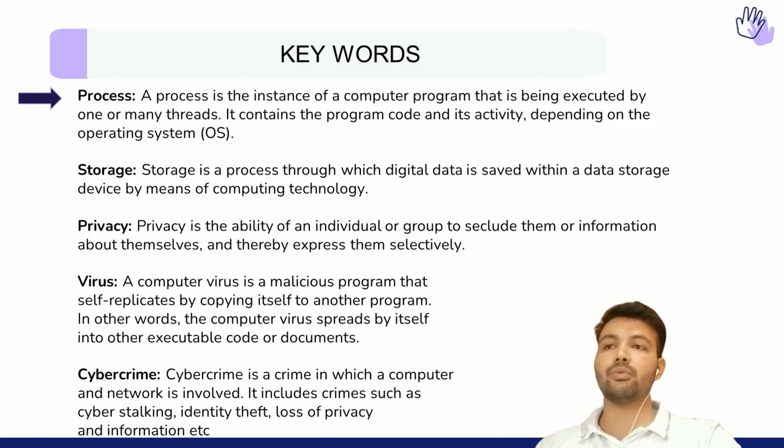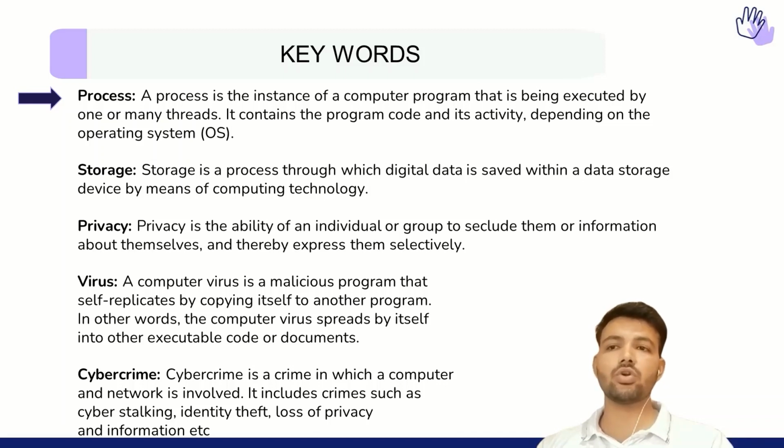Next we have process. What is a process? A process is the instance of a computer program that is being executed by one or more threads. So basically process को हम बोलते हैं a program under execution. अगर एक प्रोग्राम रन हो रहा है, it has been allocated to the processor, तो उसे हम एक process बोलते हैं. It contains the program code and its activity depending on the operating system.